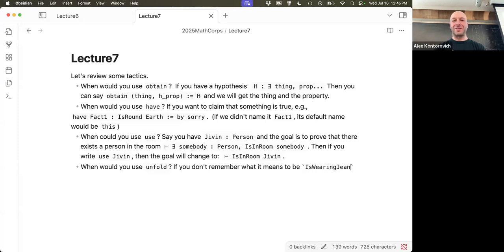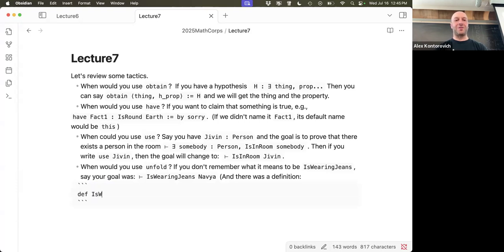is wearing jeans. So maybe your goal was, who am I going to pick on? I said I'd pick on Nadia. Is wearing jeans. Are you wearing jeans? No. Okay, so the answer would be no. Is wearing jeans Nadia? Okay, if you don't remember what is wearing jeans means, and there was a definition, let's say the definition was is wearing jeans. Let me make this a slightly longer one.